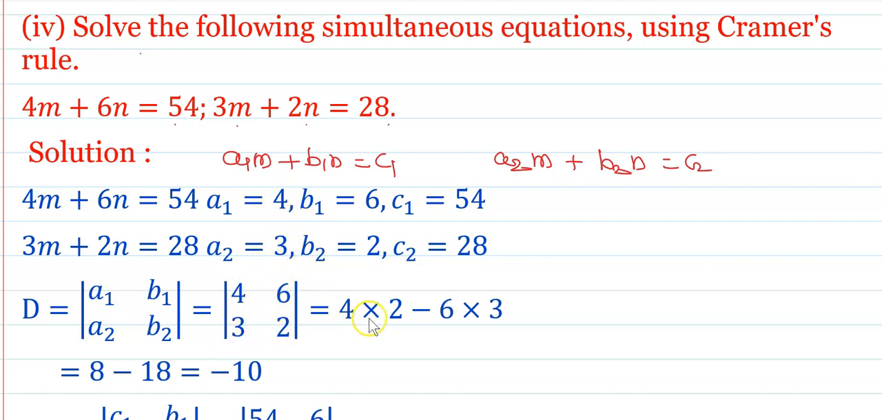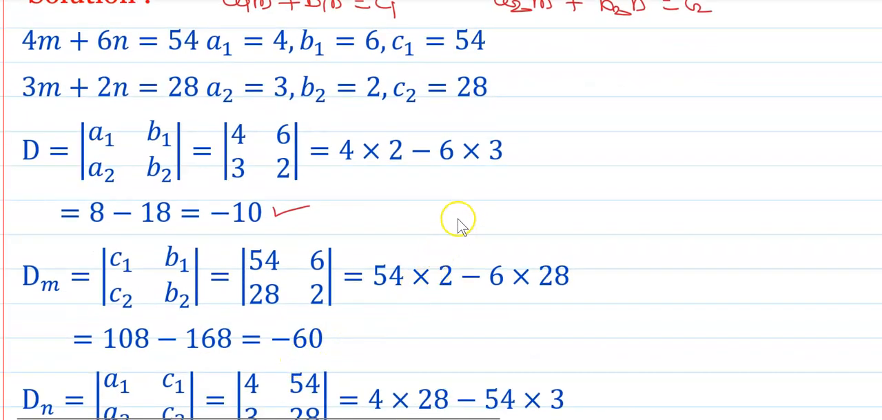4 into 2, 8. 3 into 6, 18. 8 minus 18, you will get minus 10. Therefore, D is equals to minus 10. Here the value of D is minus 10. Next, DM. Now replace this A1, A2 by C1, C2. Keep the B1, B2 as it is. Therefore, C1, C2 is 54 and 28. Okay. And B1, B2, that is 6 and 2 as it is.